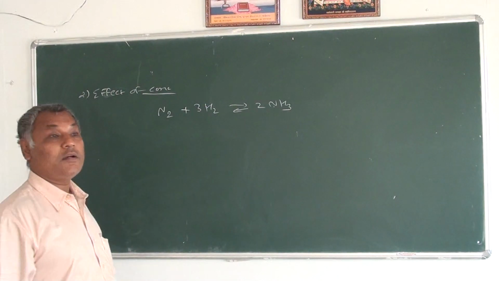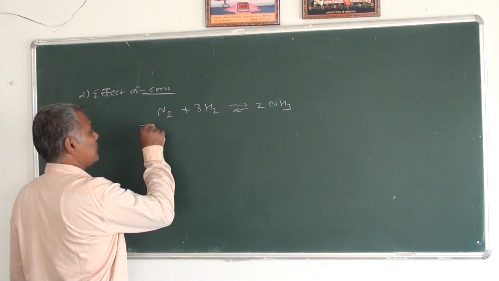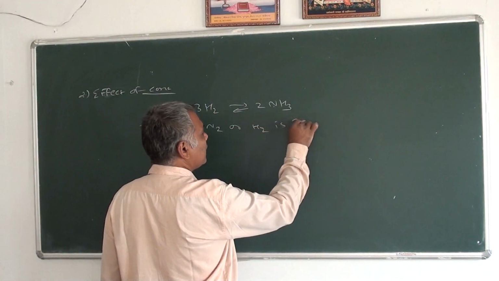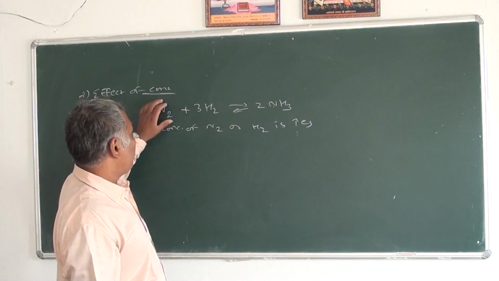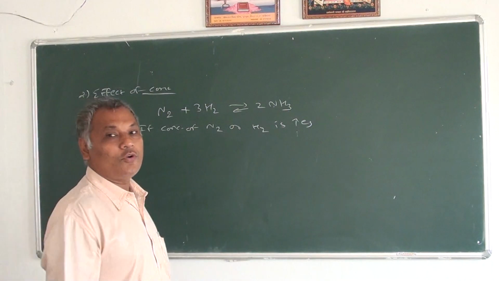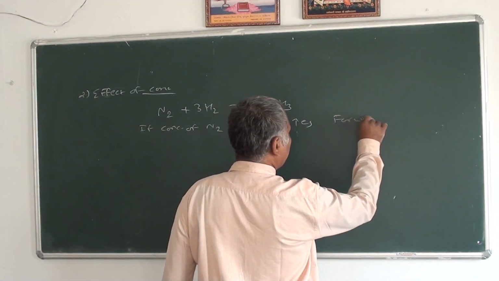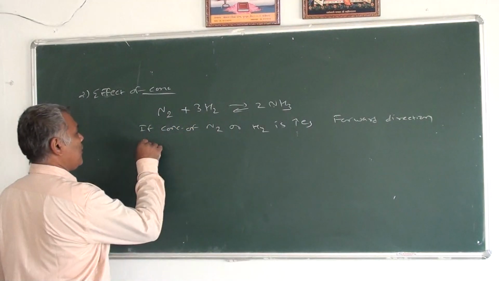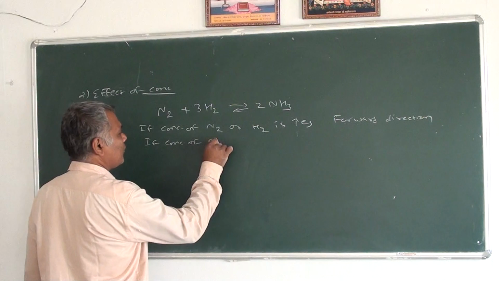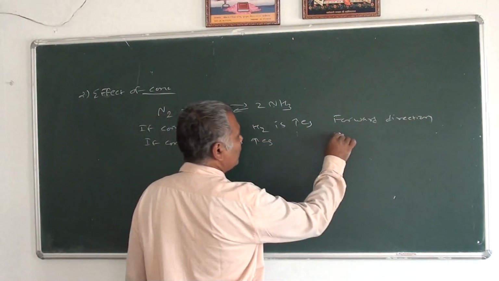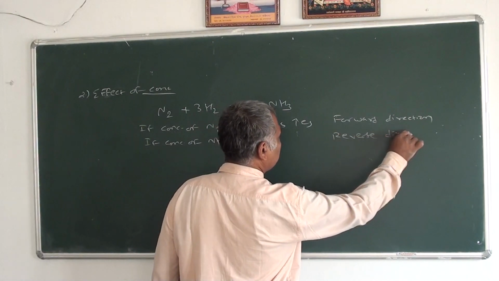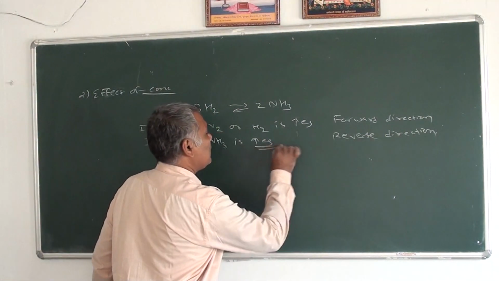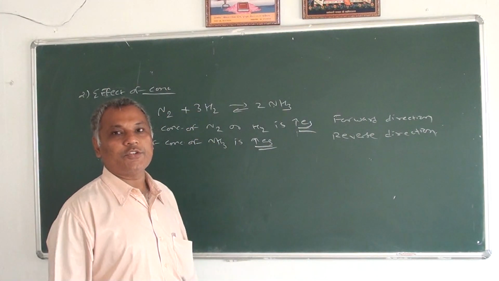And in that case, if we say that concentration of N2 or H2 is increased, then what will happen? The reaction will proceed for forward direction. It will try to reduce the reactant. If you are saying that concentration of NH3 is increased, it will go for reverse direction, right? In both the cases I have put it as an increase, but still one is going for forward, one is going for reverse.